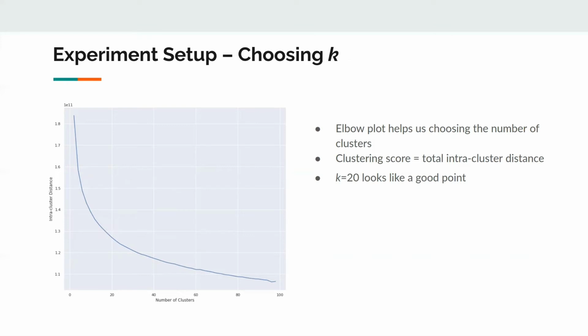In this plot, the x-axis shows the value of K, and the y-axis is our cluster score. As you can see, the curve looks like an elbow. The score decreases steeply at first, and then starts decreasing slowly. That transition point seems to be around 20, so we chose 20 as the total number of clusters.